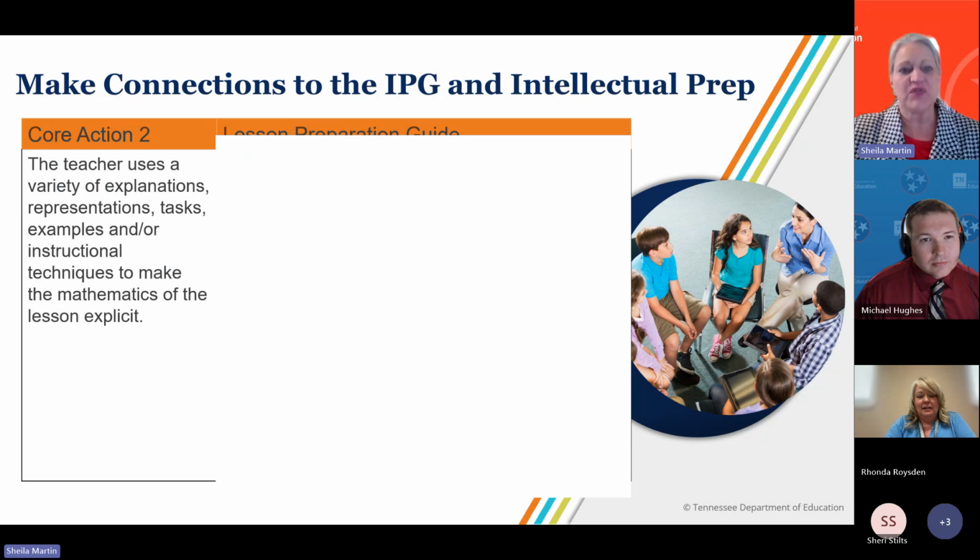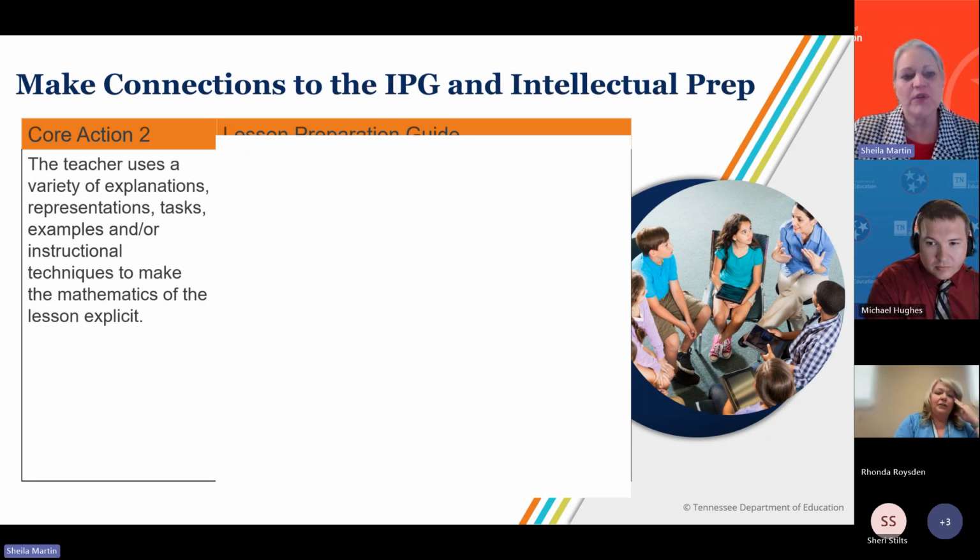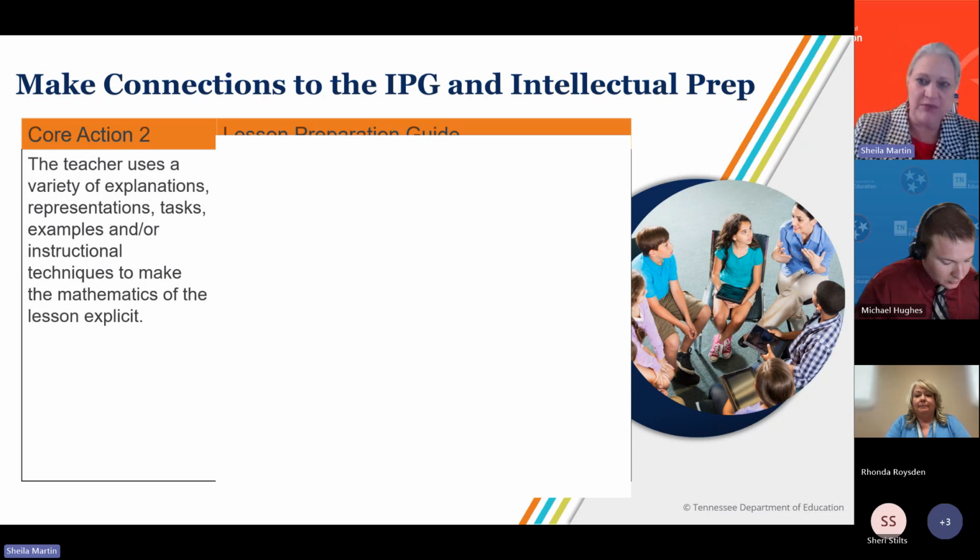So thinking about this variety of explanations, tasks, instructional technique, what do teachers need to do to prepare for this core action in the practice? Take a minute to think about that. And you might drop it in the chat, Michael, if you would monitor that. What will teachers need to do to get to the depth of this core action to a yes?